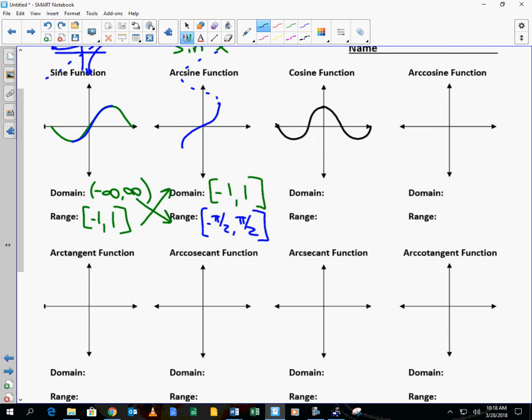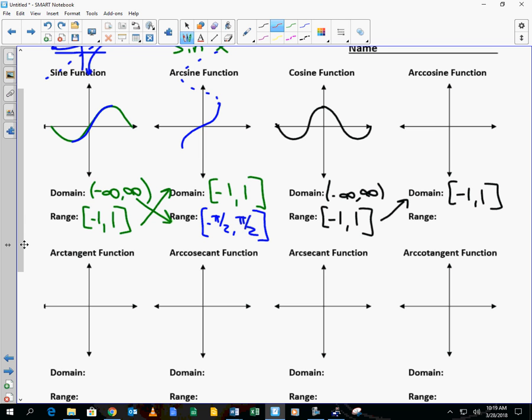Domain for cosine, negative infinity, positive infinity. Range, we got negative 1 to positive 1. So we know that these flip-flop. Okay, so we get negative 1 to positive 1. And then the range, we can't do negative infinity and positive infinity because we'll lose stuff.